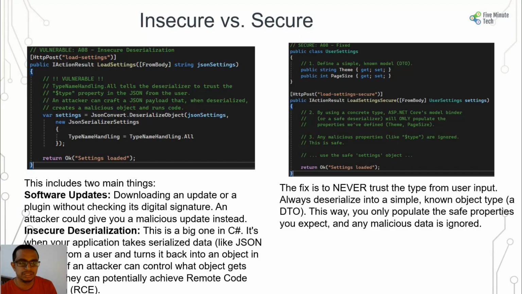And the second one is insecure deserialization. Here in the example, we are trying to deserialize the application object in a not very secure manner. Whereas in the secure code, the fix is to never trust the type of user input. We do not trust it. Always deserialize into a simple known object type like a DTO. This way you only populate the safe properties you expect, and any malicious data is totally ignored.